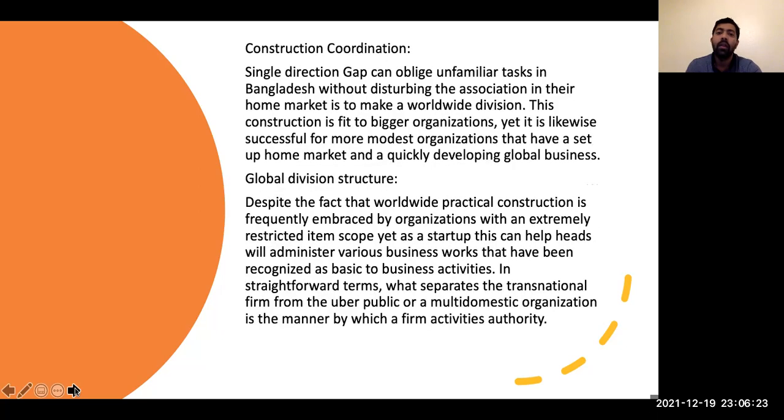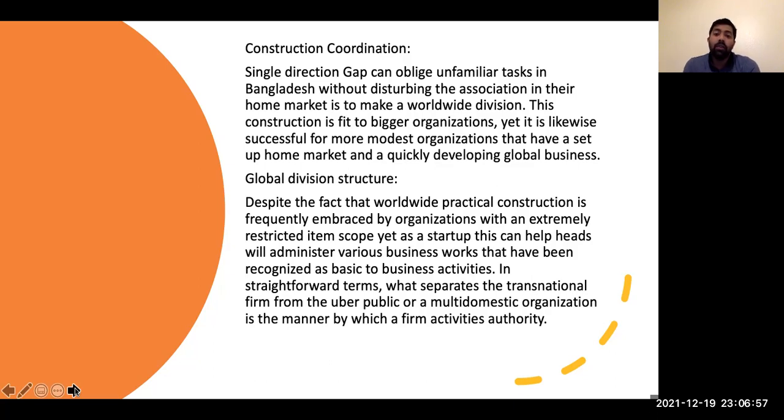Construction coordination is the other point. The single direction GAP can oblige unfamiliar tasks in Bangladesh, without disturbing the associations in their home market, is to make a worldwide division. That's really important. This construction is fit for bigger organizations, yet it is likewise successful for more modest organizations that have set up a home market and quickly developing global businesses.